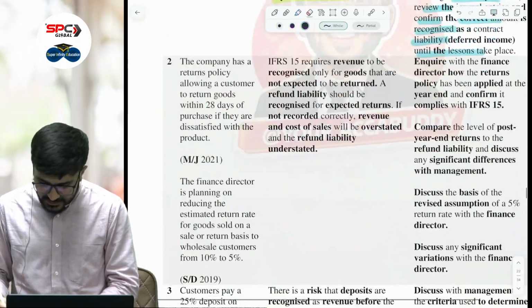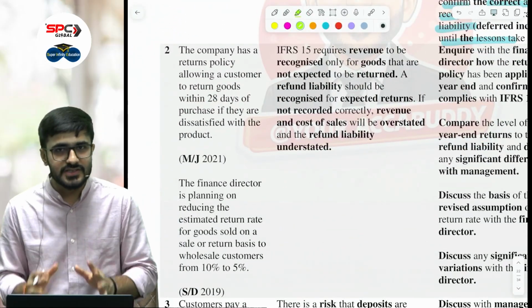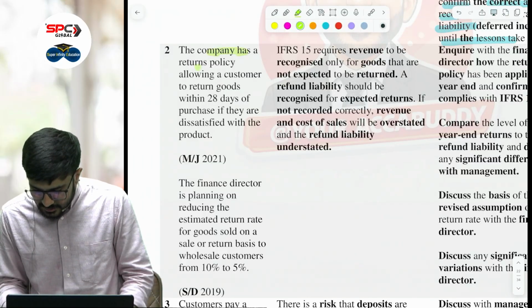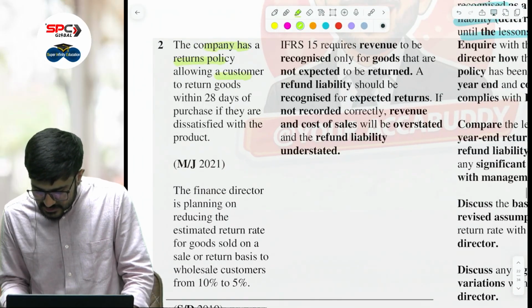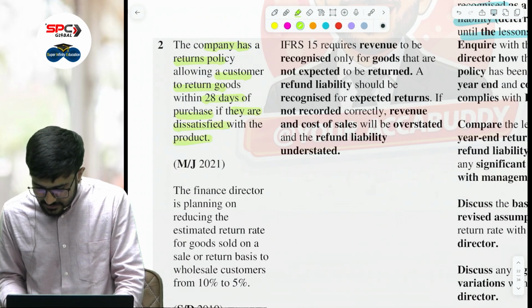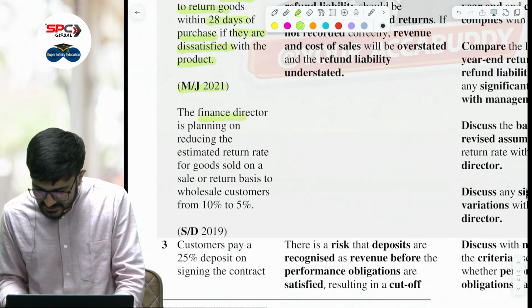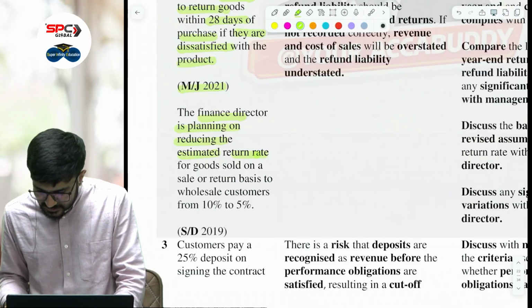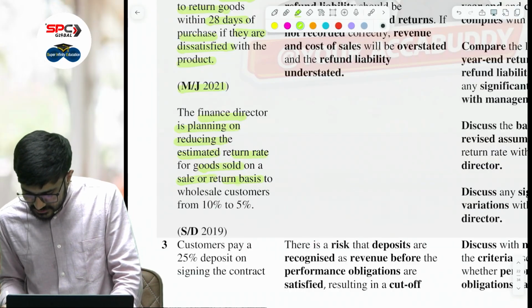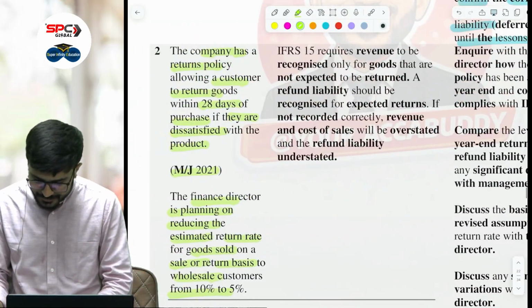Yes sir. Then coming to the next one. In class we discussed this in much detail, but here it's just a revision. A company has a written policy allowing a customer to return goods within 28 days of the purchase if they are dissatisfied with the product. As you can see, March June 2021. The finance director is planning on reducing the estimated returns for goods sold on a sale or return basis from this to this. That means they are reducing it. So what is the problem?